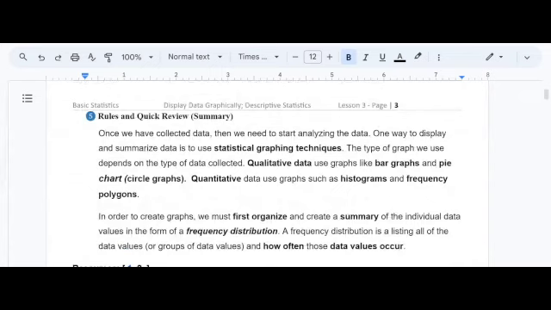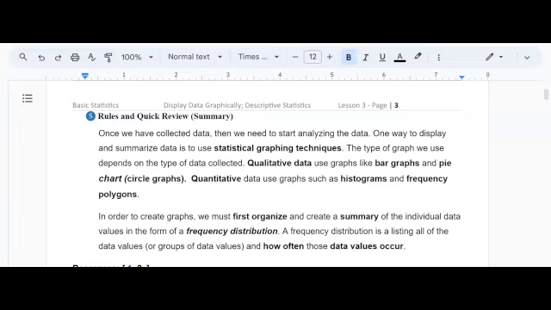Rules and quick review summary. Once we have collected data, then we need to start analyzing the data. One way to display and summarize data is to use statistical graphing techniques. The type of graphs we use depends on the type of data collected. Qualitative data use graphs like bar graphs and pie charts. Sometimes you call it circle graph.